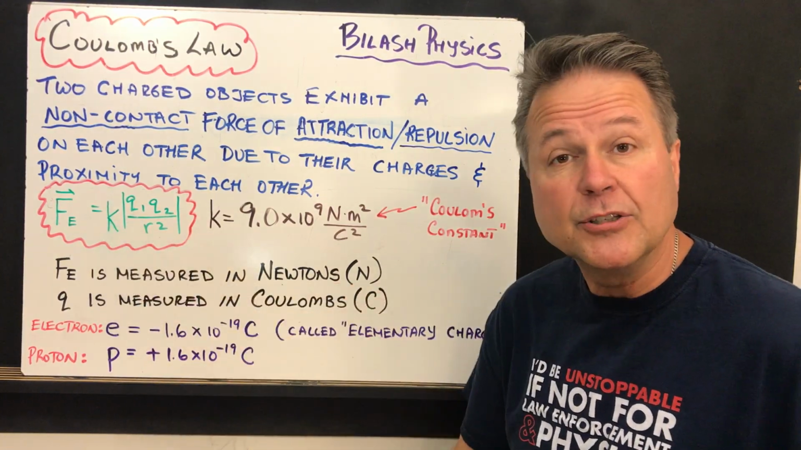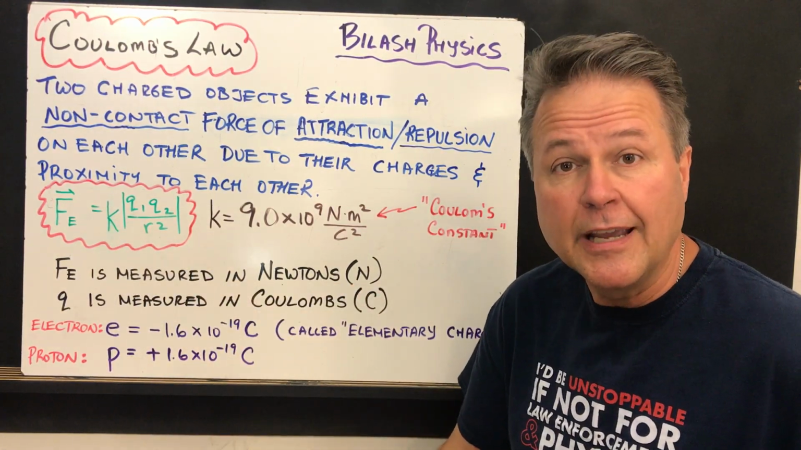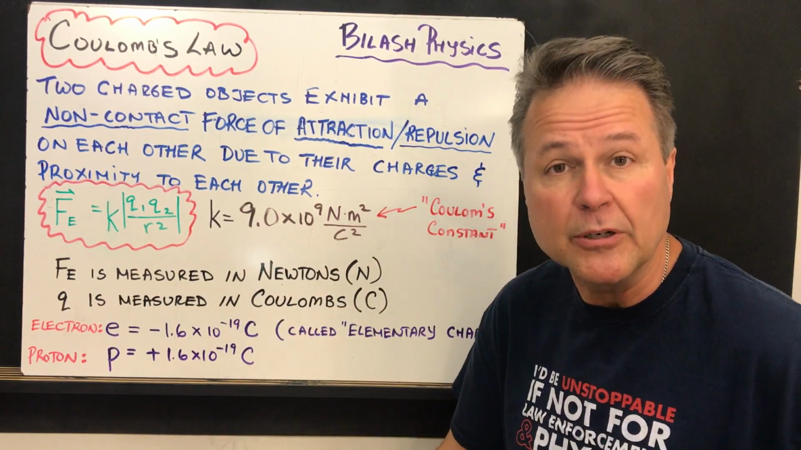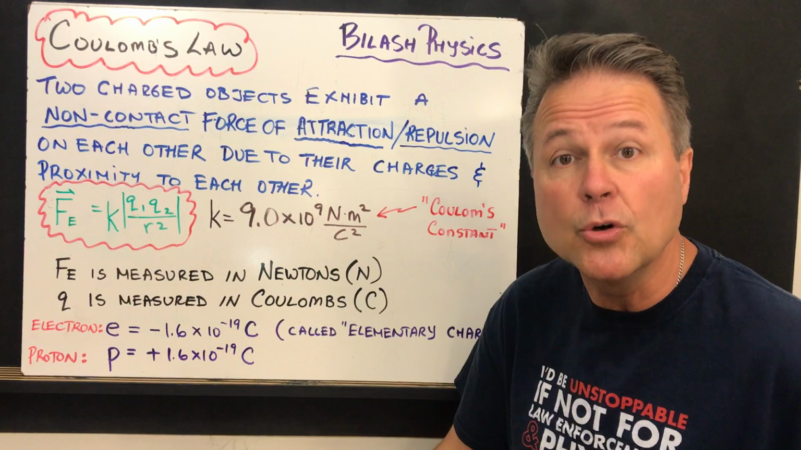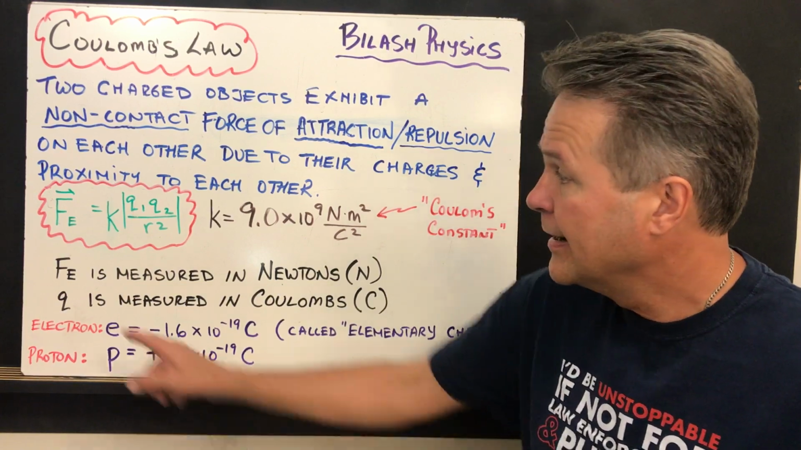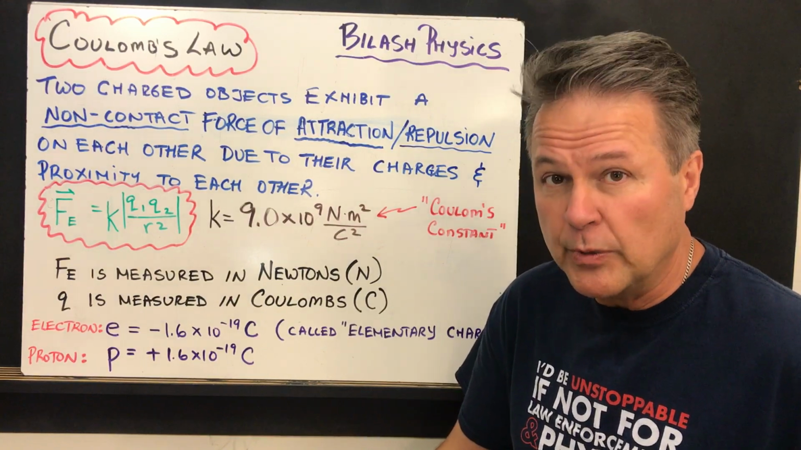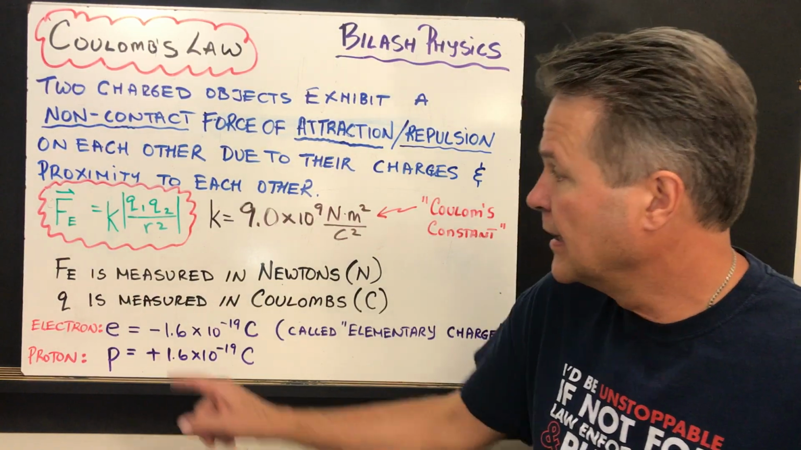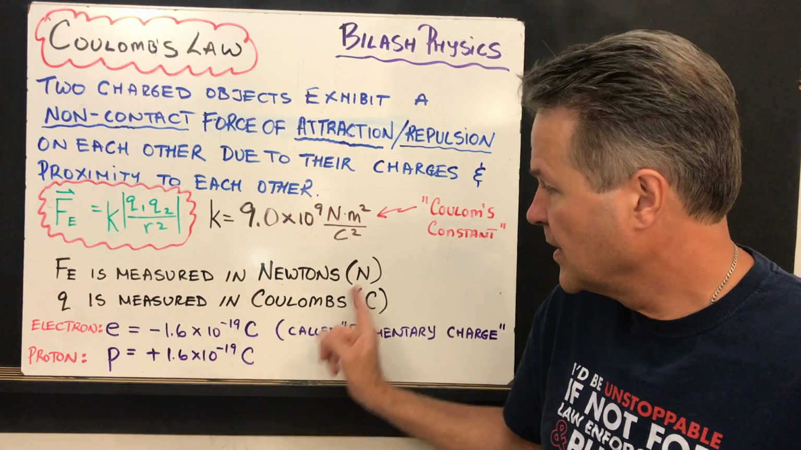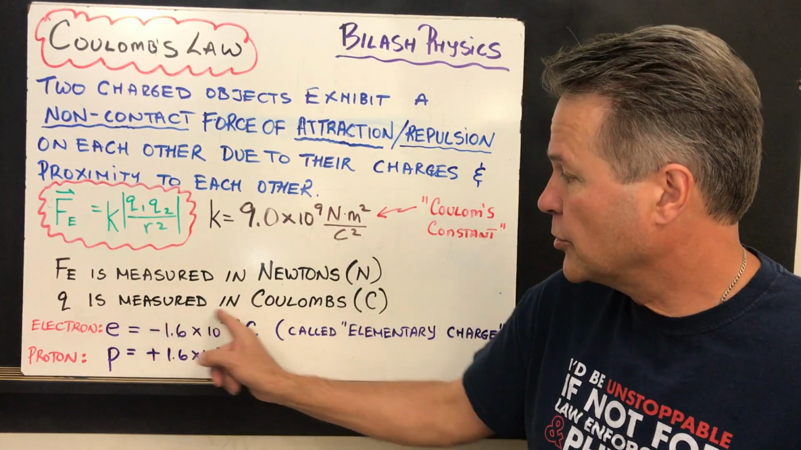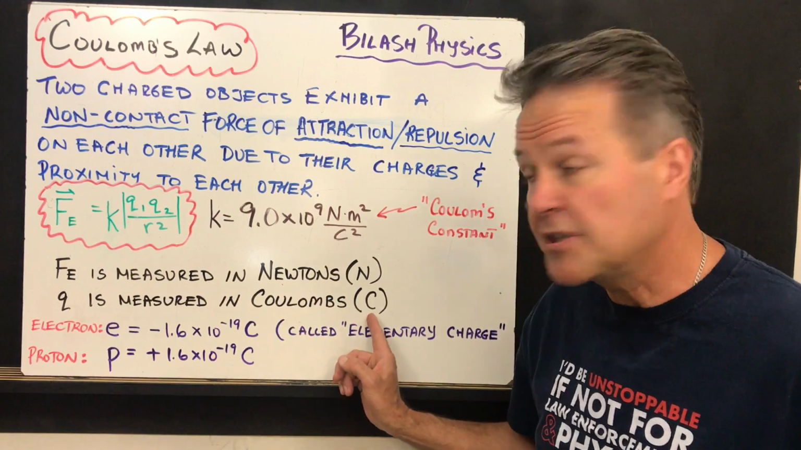Now K is known as Coulomb's constant, and it has a value of 9 times 10 to the 9 newton meters squared divided by coulombs squared. Now Fe, the force of attraction or repulsion between two charged objects, is measured in newtons, N, and Q, which is the charge, is measured in coulombs, capital C.